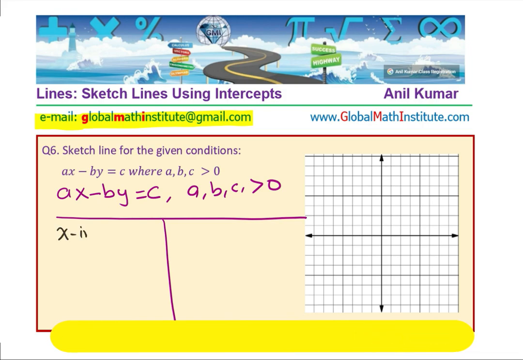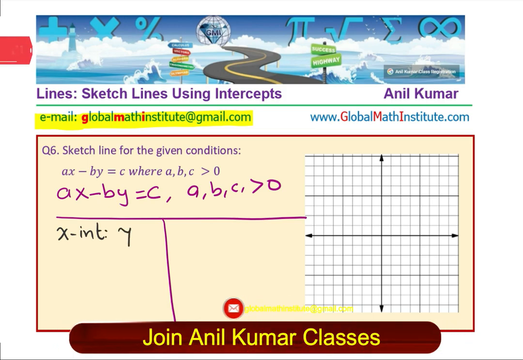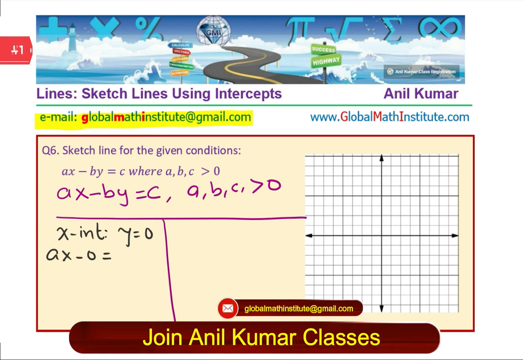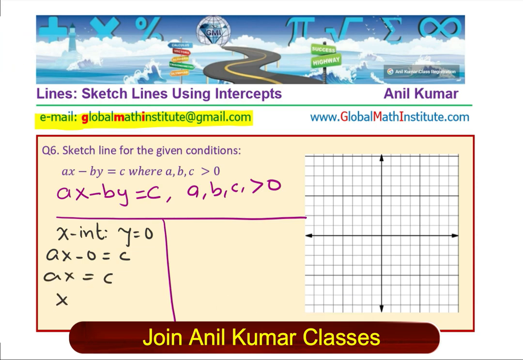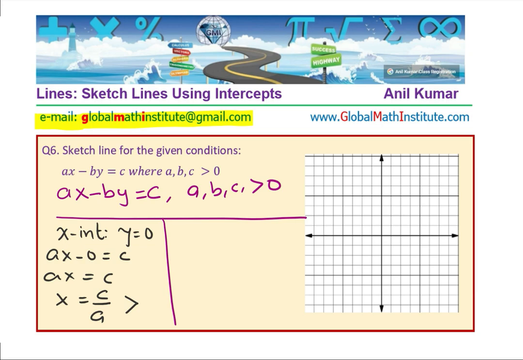So what is the x-intercept? The x-intercept is where y equals 0. So in this equation, if I put y equals 0, I get ax minus 0 equals c, or ax is c and x is c over a, right? Since all are positive, this will also be positive, or greater than 0. It really means that the x-intercept will be somewhere on the positive x-axis.